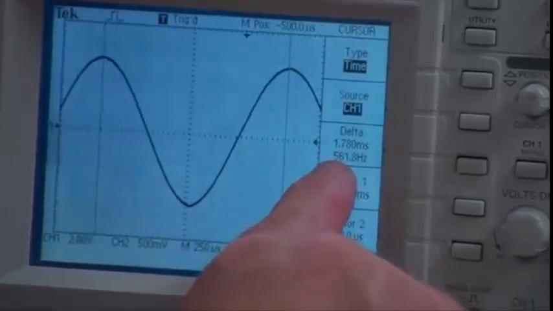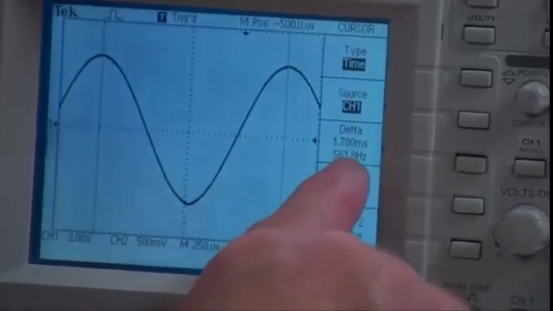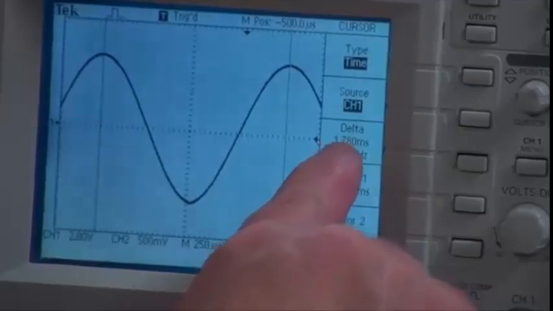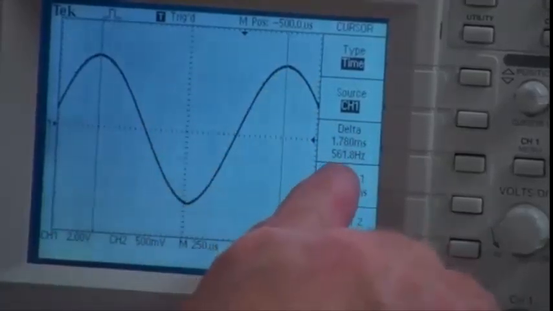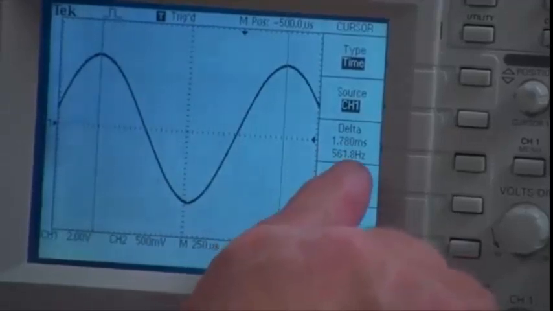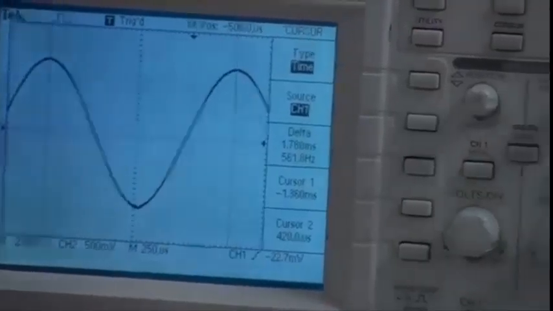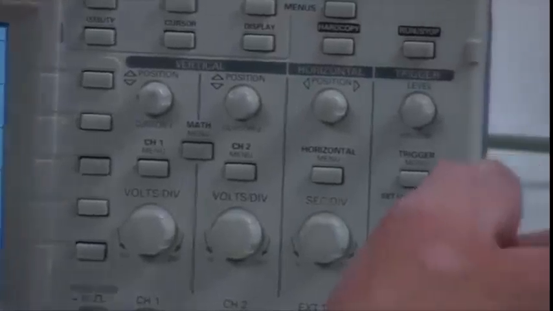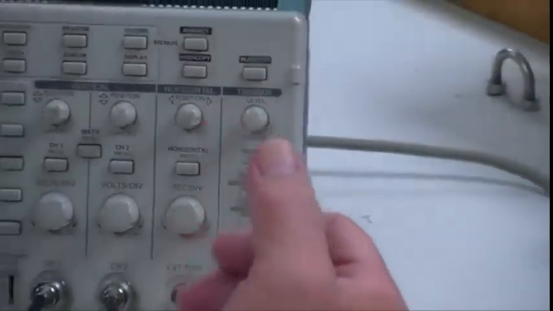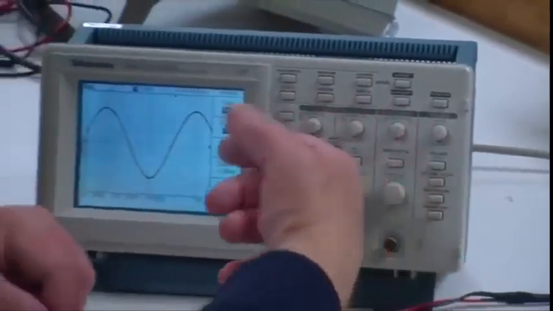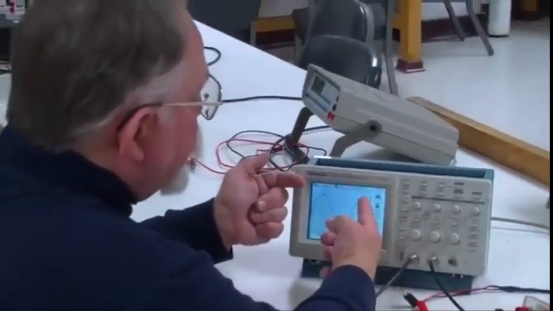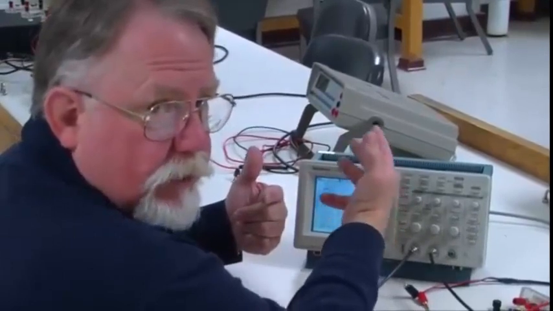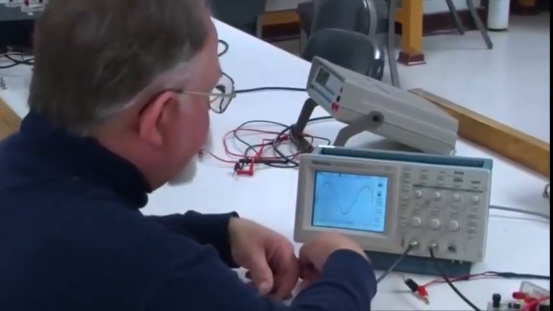And the reciprocal of that, that's what this number below it is. It's simply the reciprocal of the time between the cursors. It says about 562 hertz, which is close, as my output over here says 560. So it's a reasonably accurate way to measure the period and then calculate the frequency of a signal.